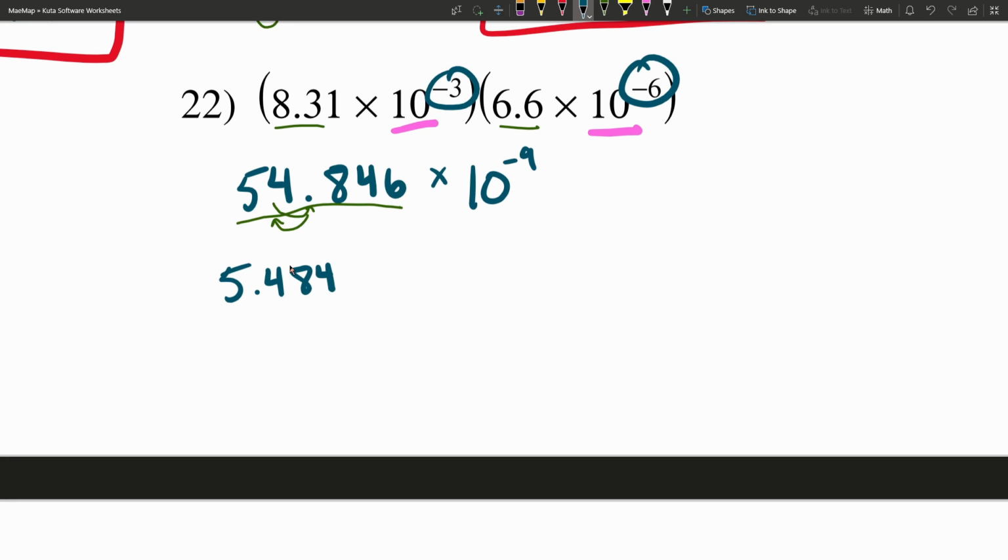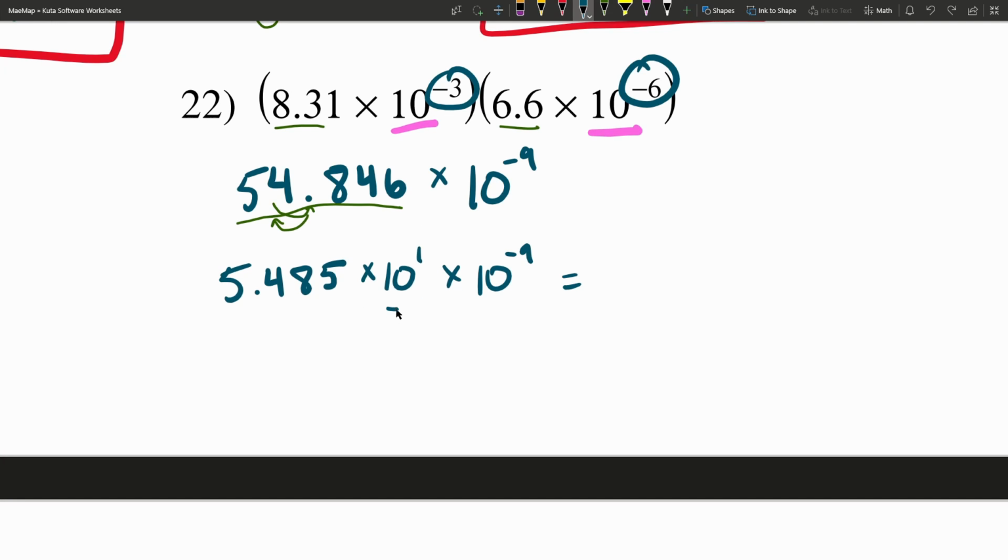So I'm going to have 5.484, but remember, I don't want more than 3 decimal places, so as opposed to 4846, I'm going to round to 5.485. This 6 rounds this 4 up to a 5, so I have 54.85 or 5.485 times 10 to the first. And that's all multiplied by 10 to the negative 9th.